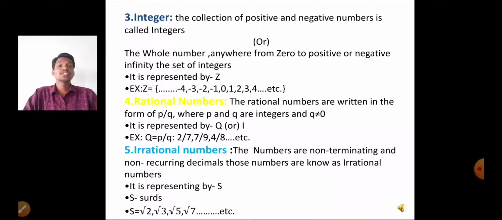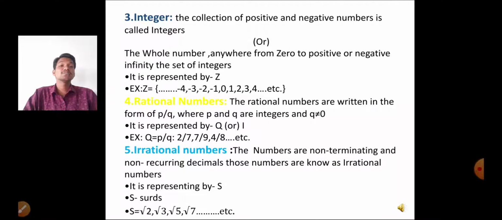The next one, rational numbers. Rational numbers are written in the form p by q, where p and q are integers and q is not equal to 0. It is represented by Q. Examples of p by q form are 2 by 7, 7 by 9, 4 by 8, 10 by 12, or any number that can be written in p by q form. Those numbers are rational numbers.